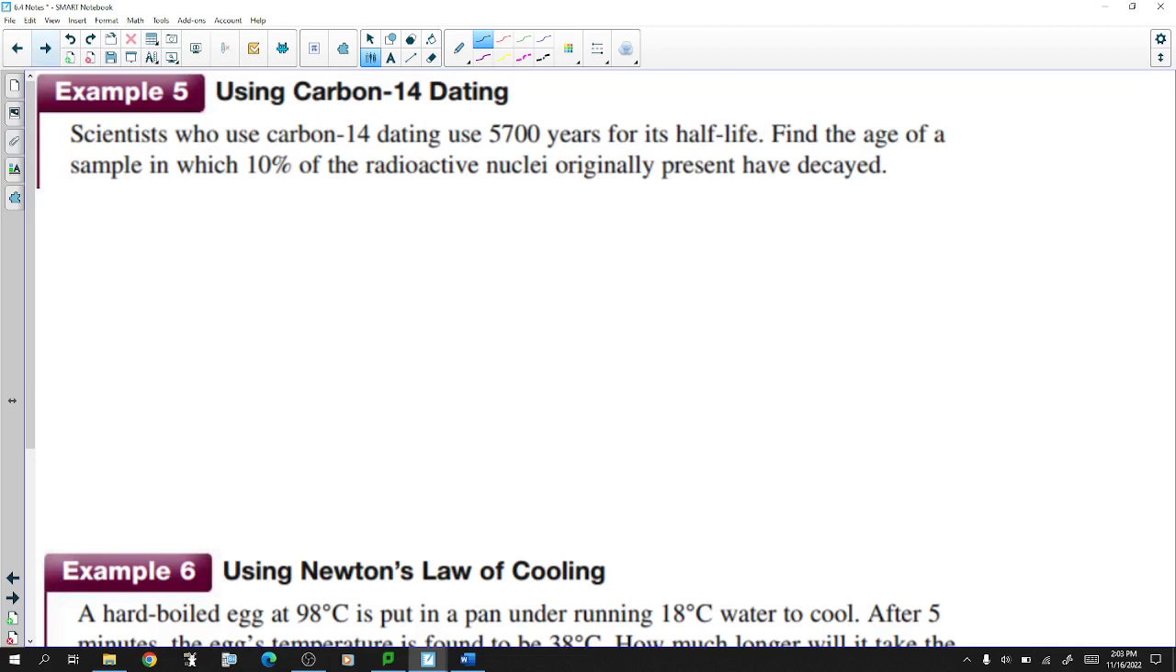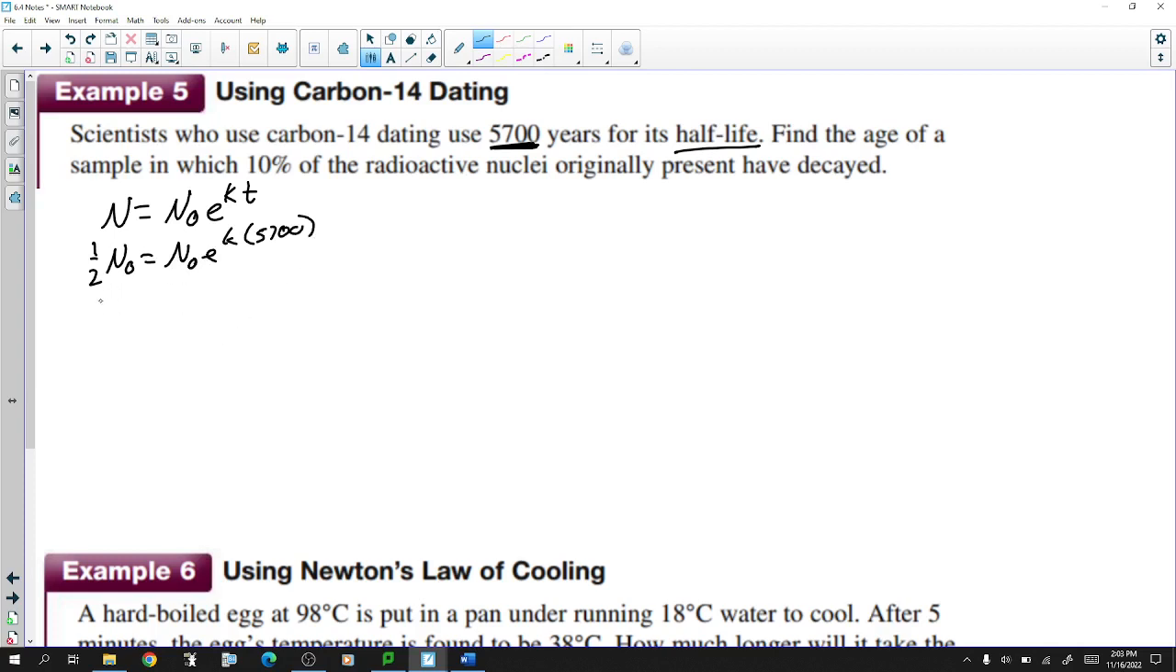Scientists who use carbon-14 dating use 5,700 years for its half-life. Find the age of a sample in which 10% of the radioactive nuclei originally present have decayed. All right, so we have the amount is equal to the initial amount, e to the kt. It says it takes 5,700 years to reach half-life. So we'll have half of the initial value in 5,700 years.